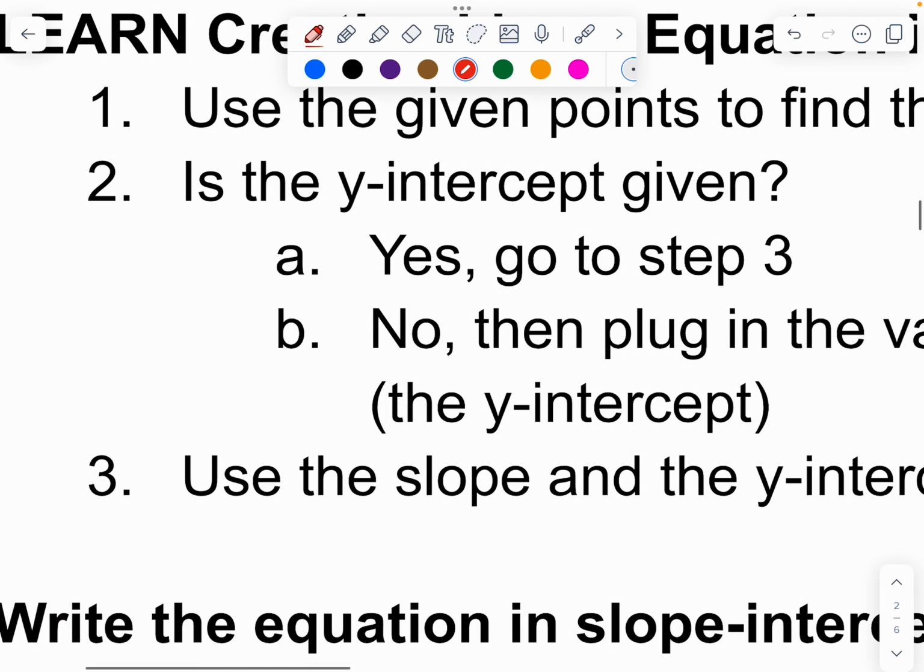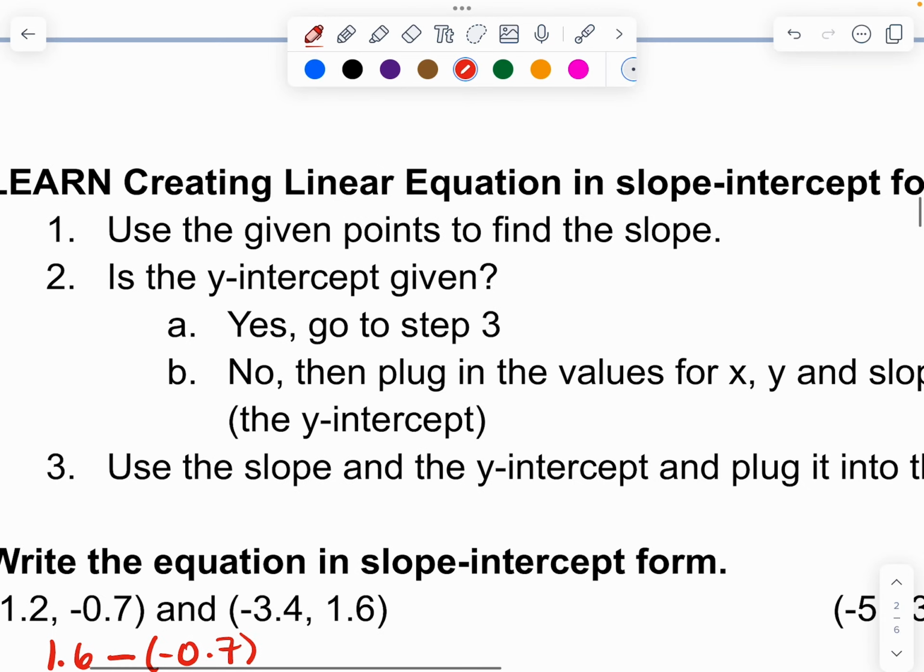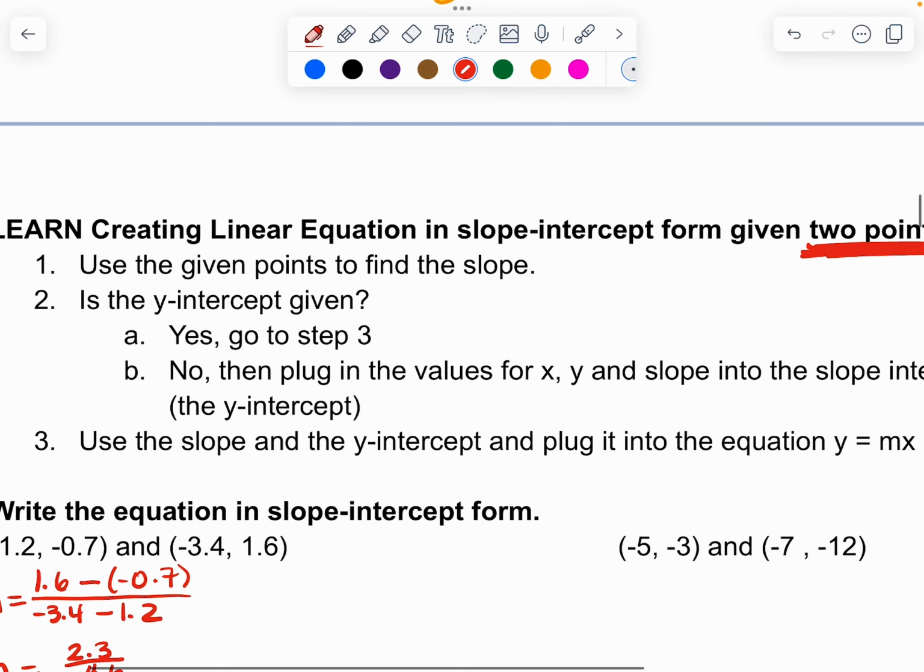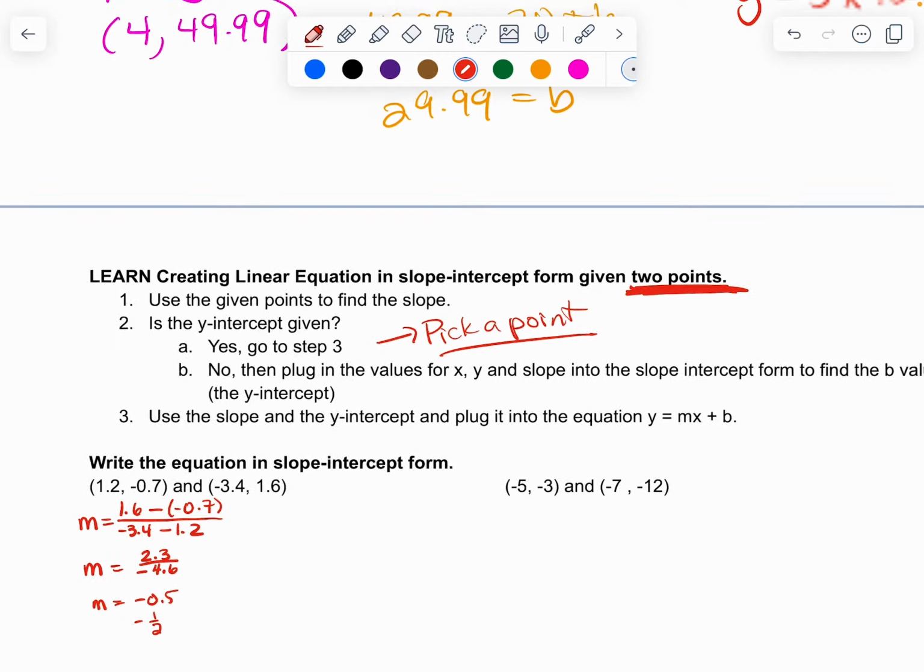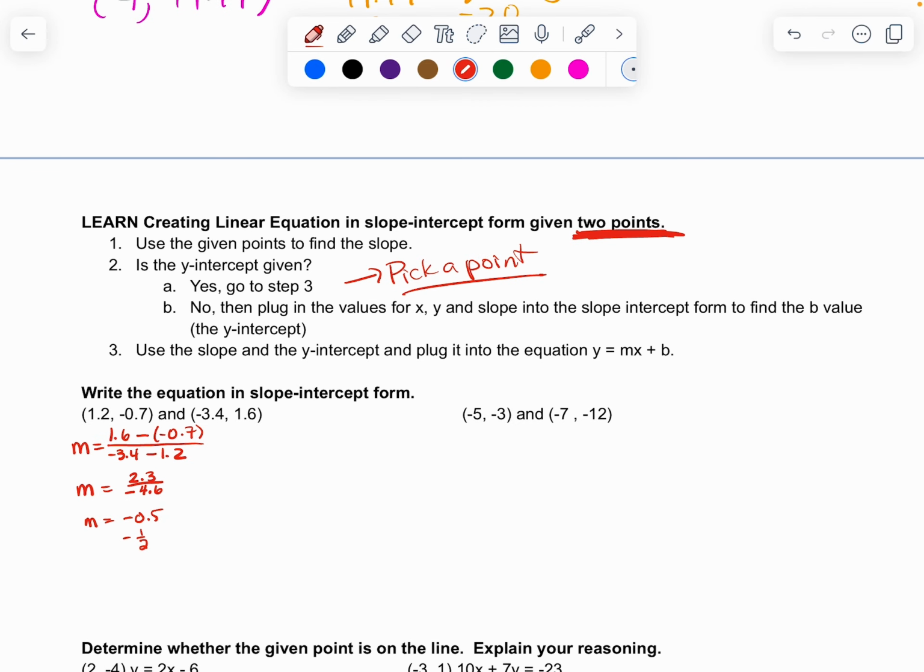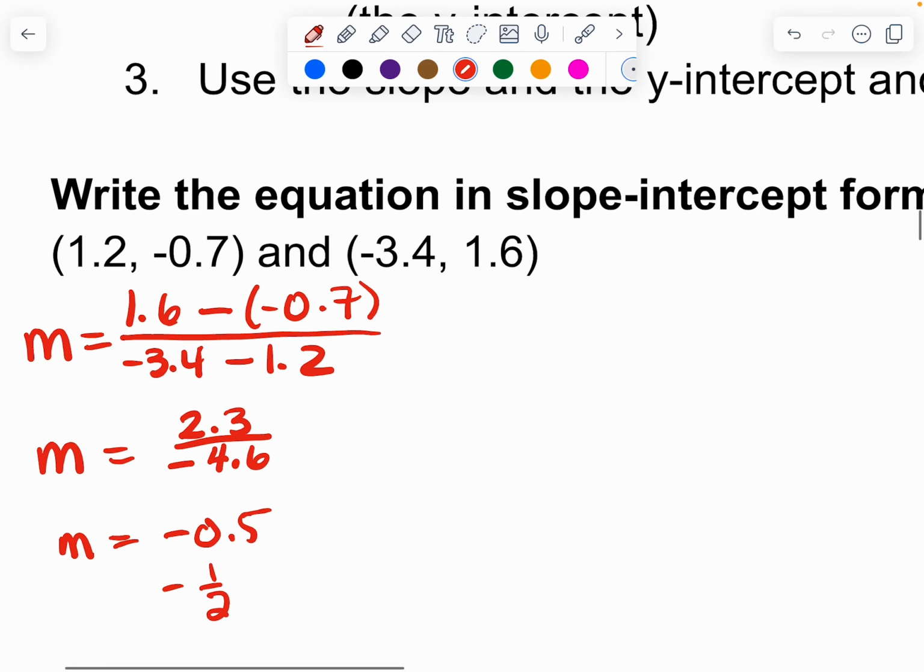Then I'm going to pick a point. Is the y-intercept given? No. So you need to pick a point. It doesn't matter which point you want. You're just going to pick one of the 2 points. So if I was to pick the first point, I would do negative 0.7 equals negative 0.5 times 1.2 plus b.